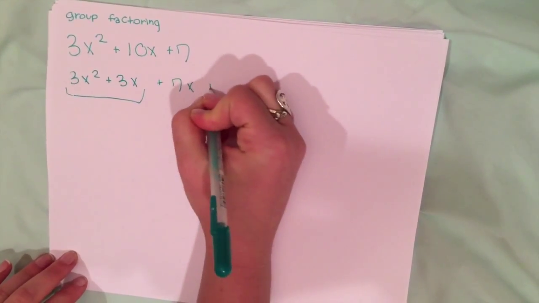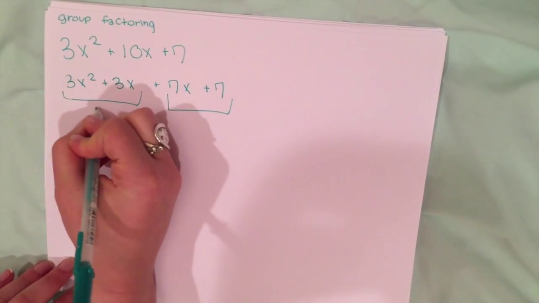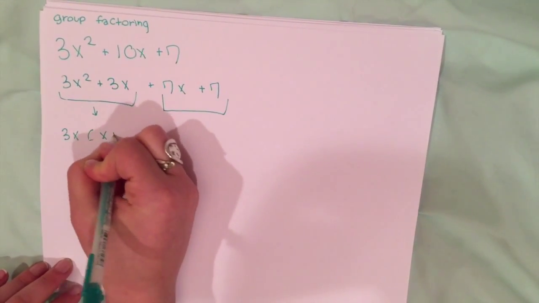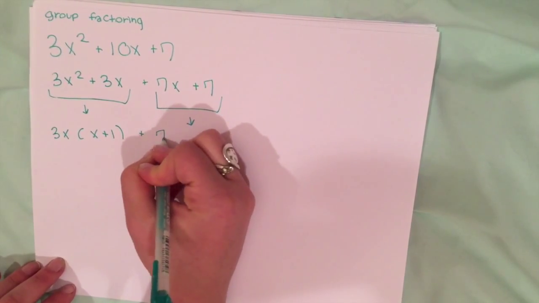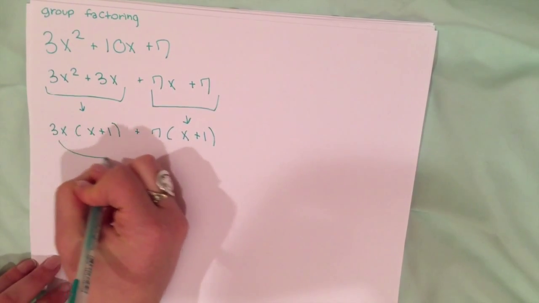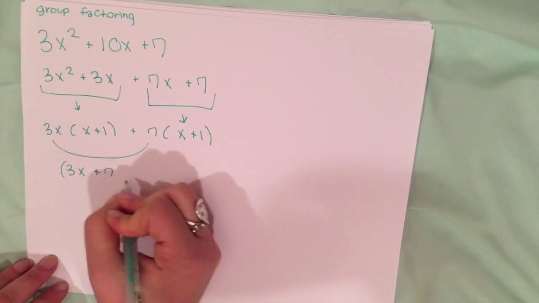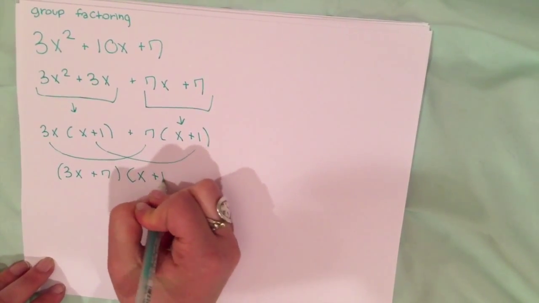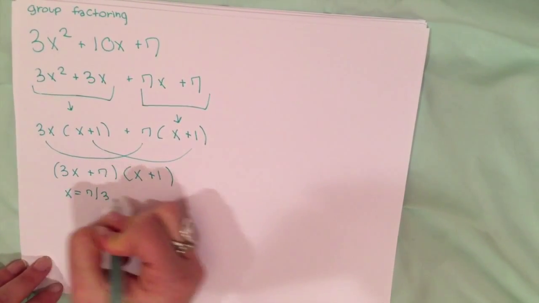To do group factoring, I made 3x squared plus 3x a group and 7x plus 7 a group. And then, after I did that, I took the greatest common factor. So 3x squared plus 3x became 3x times (x plus 1), and 7x plus 7 became 7 times (x plus 1). And then after, I added 3x plus 7 and put that in parentheses, and then x plus 1 came down in the parentheses. Then I solved, and I got x equals negative 7/3, and x equals negative 1.